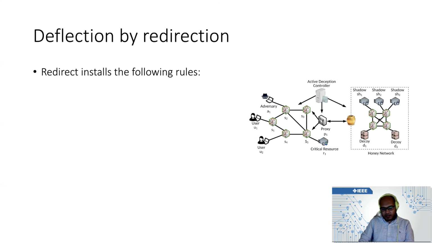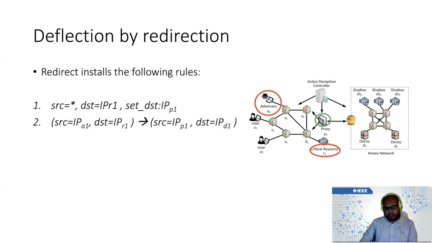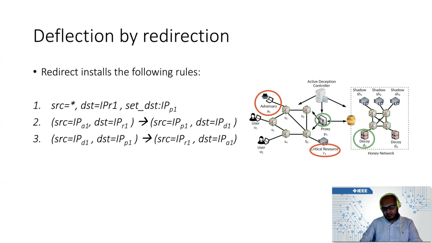For example, after the redirection API gets called, the following flow rules will be installed into the network. The first flow rule says that any direct probing to a critical resource will be forwarded to a proxy P1. For example, the adversary A1 tried to directly probe the critical resource R1. Therefore, this packet will be redirected to the proxy P1. The proxy will then forward the packet to a decoy D1. And the decoy will send a reply back to the proxy, and the proxy will forward the packet to the adversary. Therefore, the adversary will assume that he actually found the critical resource R1, although it is actually coming from the decoy D1.